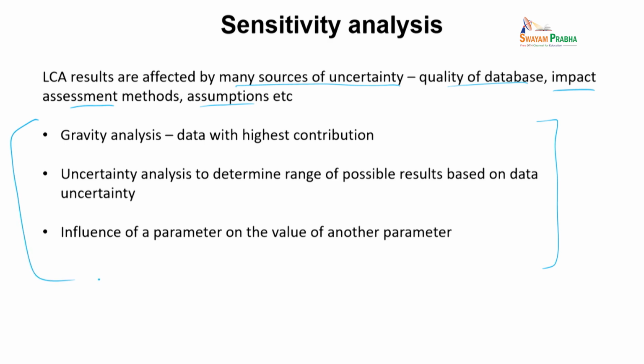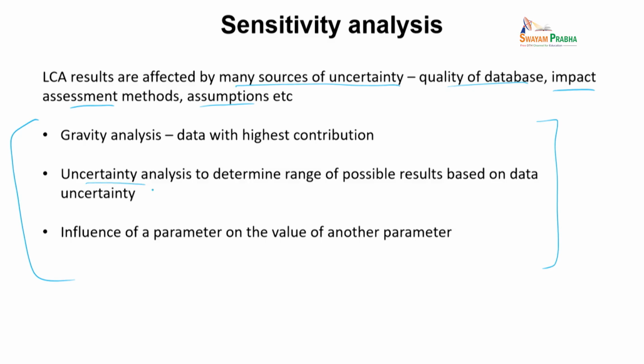One is something called gravity analysis. In this case, you can actually look at the data that gives the highest contribution. So what that means is, if you have transportation, and you have a choice between going by road versus going by rail, each of them can give a different result. So sometimes you have to say which one gives the maximum impact. So you can always look at the data that gives a maximum impact and base your conclusions with respect to that.